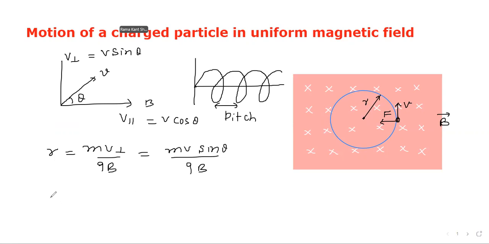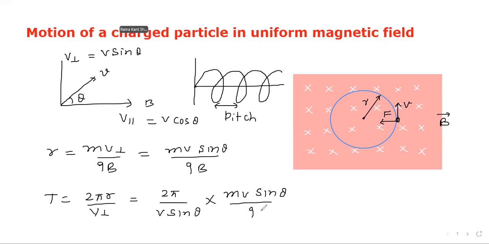Let's find out the time period. So time period will be 2 pi r divided by v perpendicular. So it will be equal to 2 pi divided by the perpendicular component v sin theta, and then we write the value of r as mv sin theta divided by qB, which will give 2 pi m divided by qB.